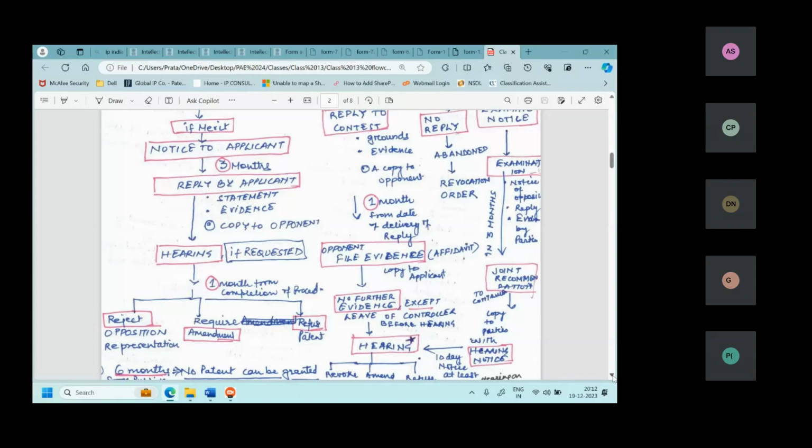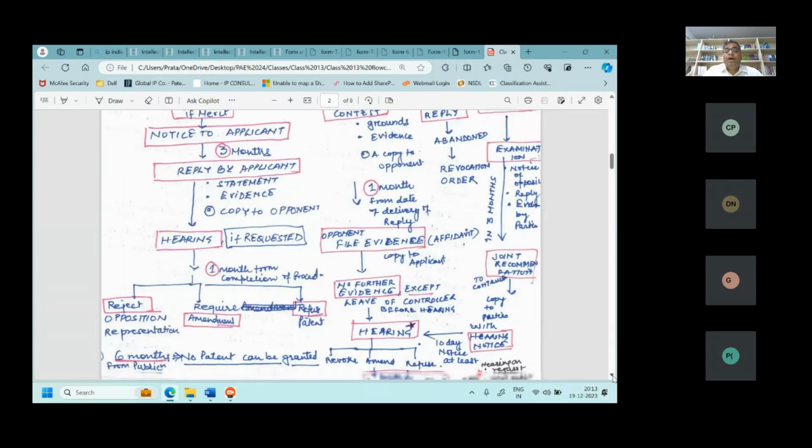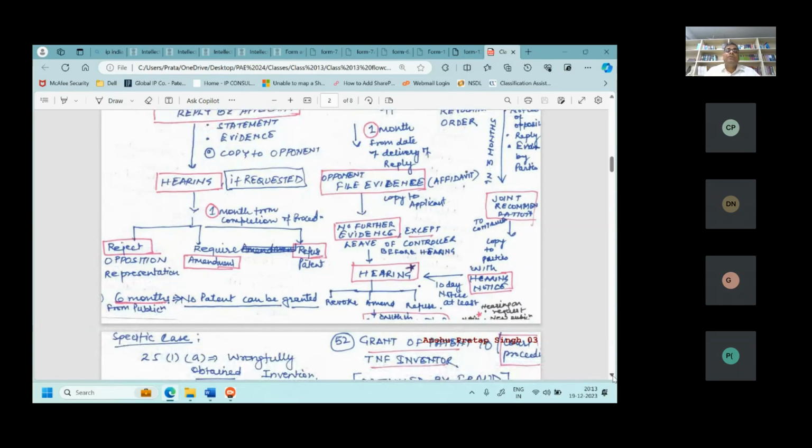Along with the copy, this recommendation will be sent by the controller to the parties along with the hearing notice. After the hearing, same thing: you will revoke, amend, or refuse. Okay, I think that will mark the end. And if we are asking that you have to amend the patent, a reasonable time will be given to you so that you can amend.